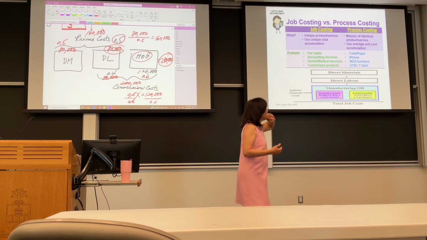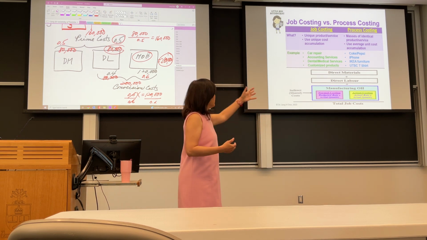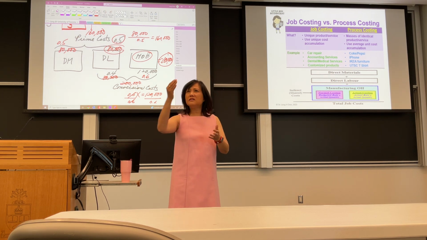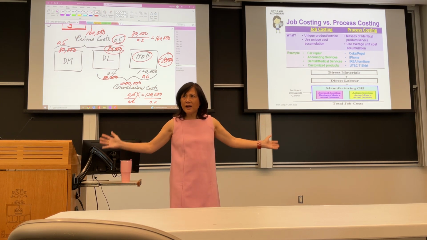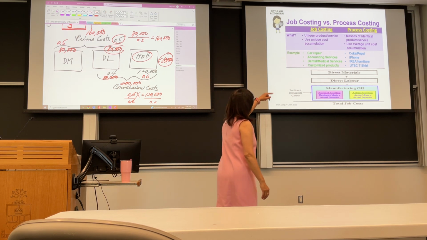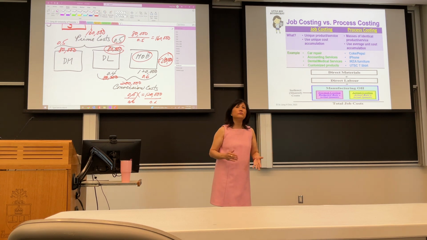Process costing is masses of identical product. So for example, Coke, Pepsi, water. Every single item the same. So you add all the overhead together, evenly divided. Okay? Use the average cost. iPhone, IKEA furniture, every single unit, the same.